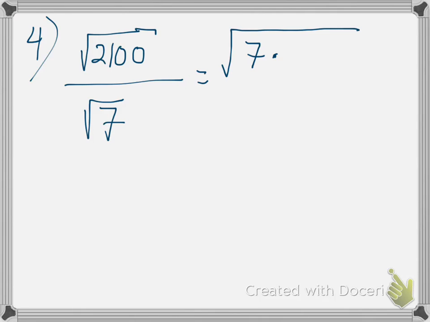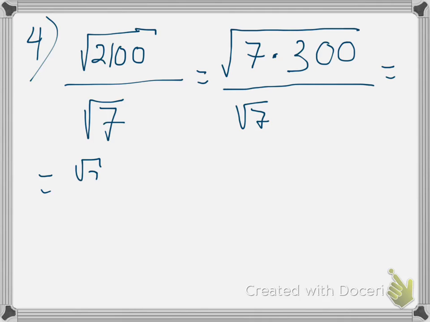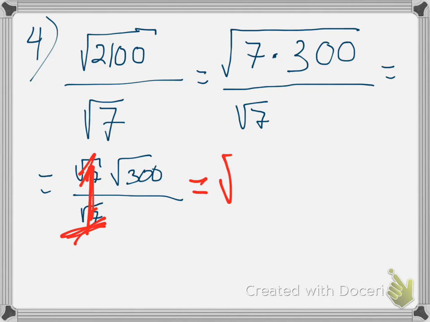7 times 300 divided by the square root of 7. Well, square root of 7 times square root of 300 divided by square root of 7. And we got the big giant one. So that becomes the square root of 300. Now, they gave us a listing of integers. And this is the time to pull out your calculator. 300 square root. Well, that's 17.3.